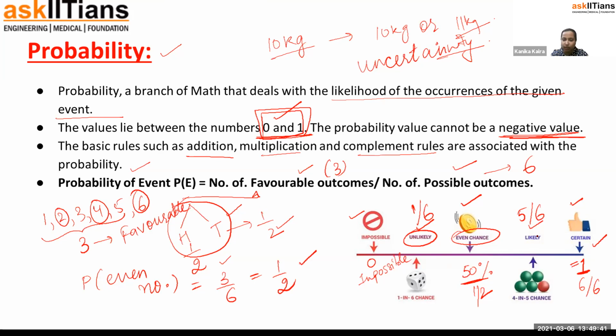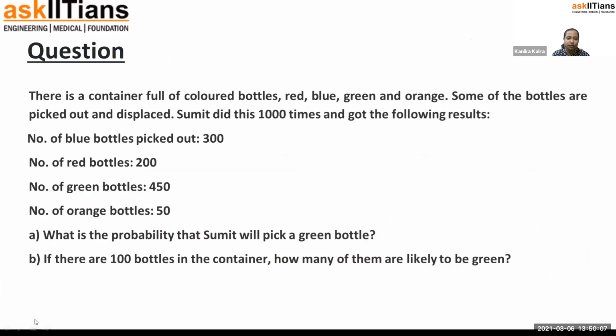So if we talk about the percentage in this, the impossible event is 0%, then this would be 25%, this would be 50%, this would be 75%, and this would be 100%. So these are the possibilities, and this is how you explain the probability with this diagram. Got it? Let's move further. Let's take a question.